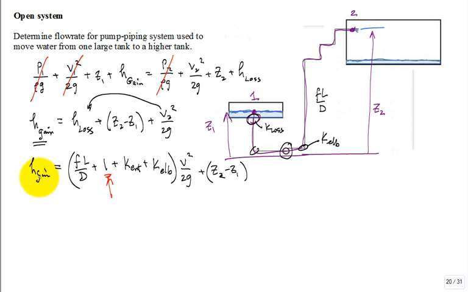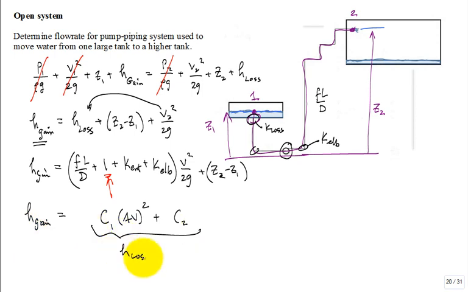So this term right here gives us a constant times the volumetric flow rate squared. And this is another constant, C1 and C2. So the characteristic head loss part must balance by the head gain of the pump. It has a different form. It's still quadratic, but it has what we call an offset.